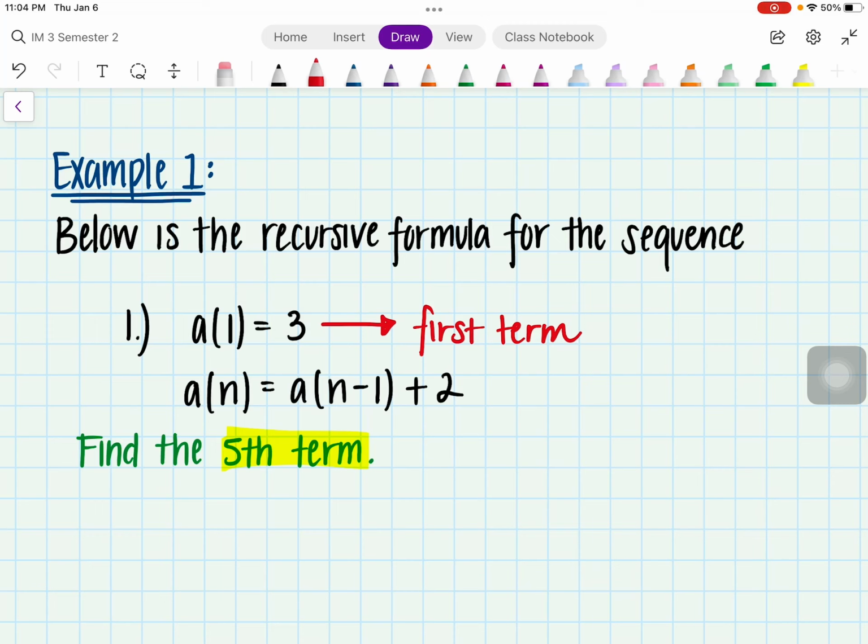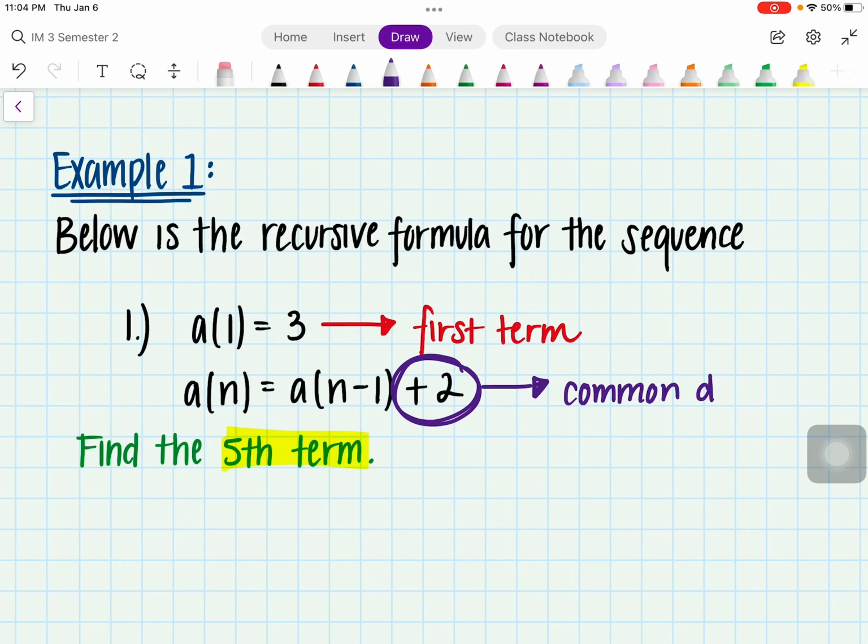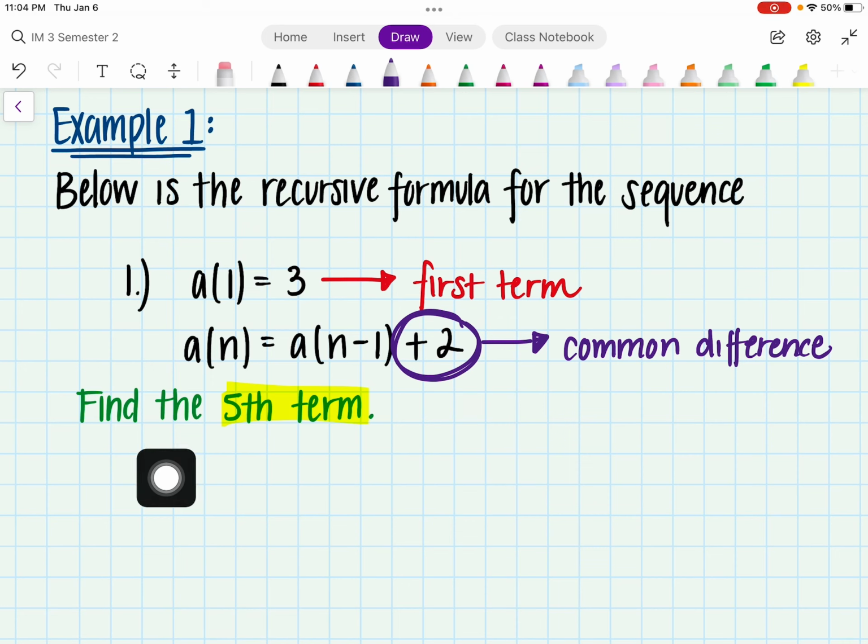It represents the first term of the sequence. All right, a1 in this case represents the first term of the sequence. And in this case where we have a of n, this number here represents the common difference, which is by how much it's changing each time. Common difference. All right. So in this case, the question here, or what I want to find, is the fifth term of the sequence. All right.